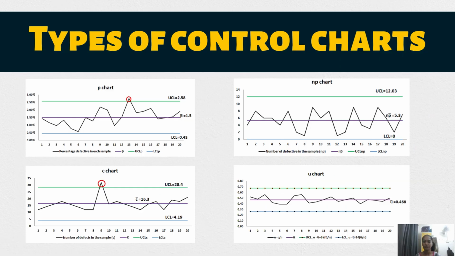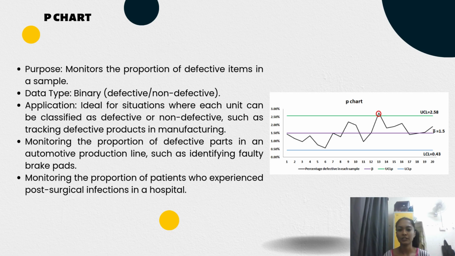Good morning, Dr. Rosniza. My name is Anastasia, and I am going to present about the types of control charts. There are four types of control charts: the P chart, NP chart, C chart, and U chart. Let us look into what the P chart is all about.